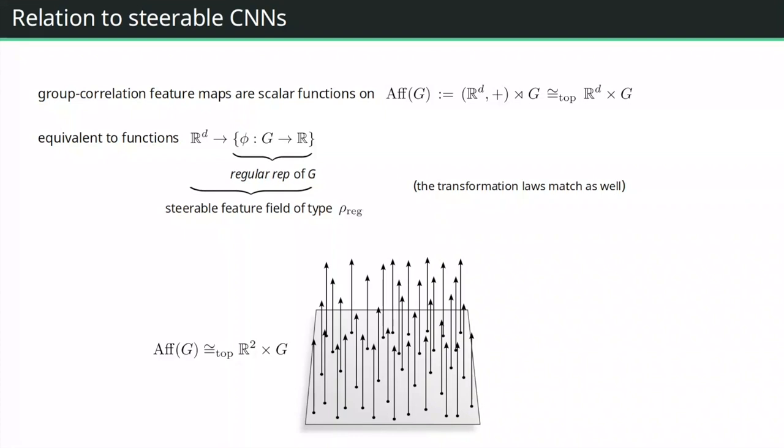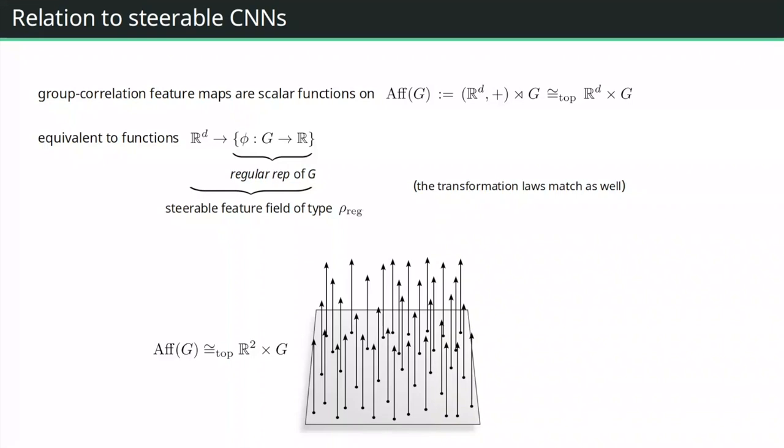These functions on the affine group, or functions on R2 times G, can be thought of as functions which assign to each point in the base space, on the Euclidean space, a function on the group. So instead of having a scalar value at each point in the total space of this trivial bundle, you would assign to each point only in the base space a function on the group. And this is equivalent. This function on G is a regular representation of this group G, and so we can identify it as a steerable feature field of type rho regular. It's just group convolutions, how they appear in our steerable convolutional networks. And that's just a very intuitive idea of what is going on there.